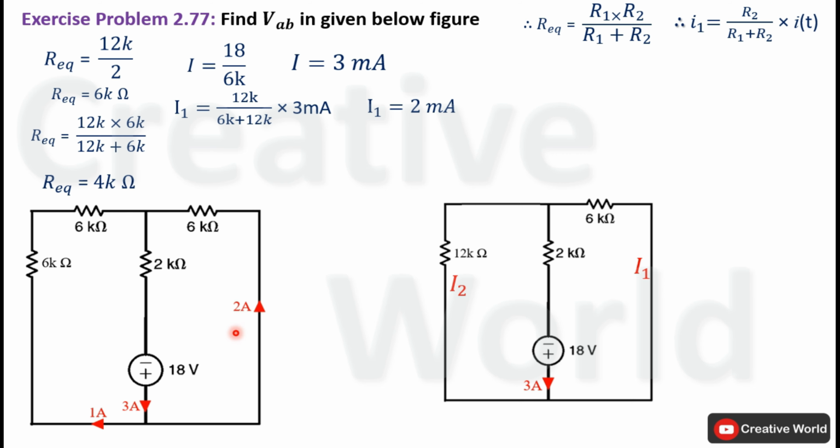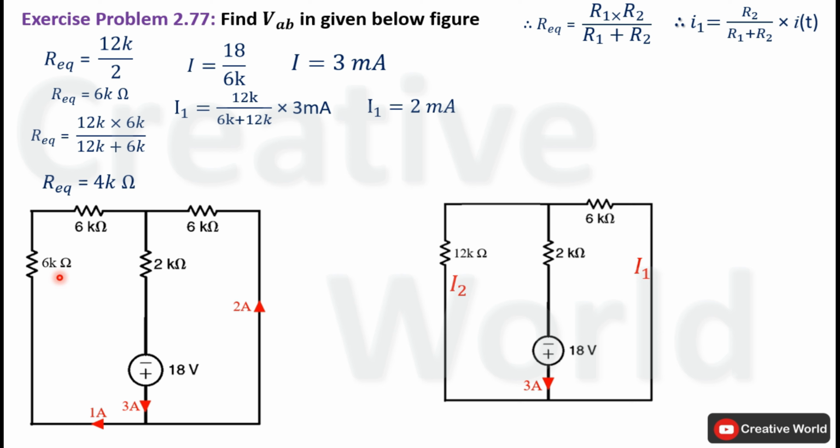Here again take all these currents as milliampere. This is 2 milliampere, this is 3 milliampere and this is 1 milliampere. Inside this network, I have replaced this equivalent resistance of 12 kilo ohm with two individual 6 kilo ohm resistances connected in series connection. Now we will expand the network further towards the original network.